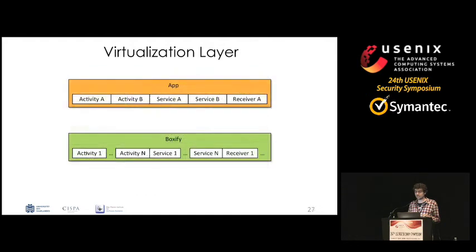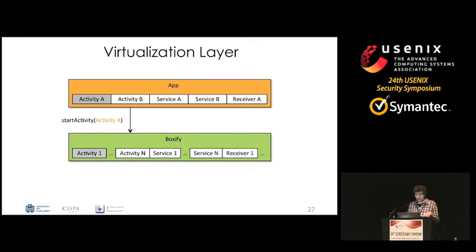And this is roughly how it works. So we have an app that declares a bunch of Android components, a couple of activities, services, receivers. And if that app wants to start an activity, for example, activity A, it will issue a start activity call with that activity A argument. And that call will actually end up at Boxify's broker because we have redirected binder IPC.